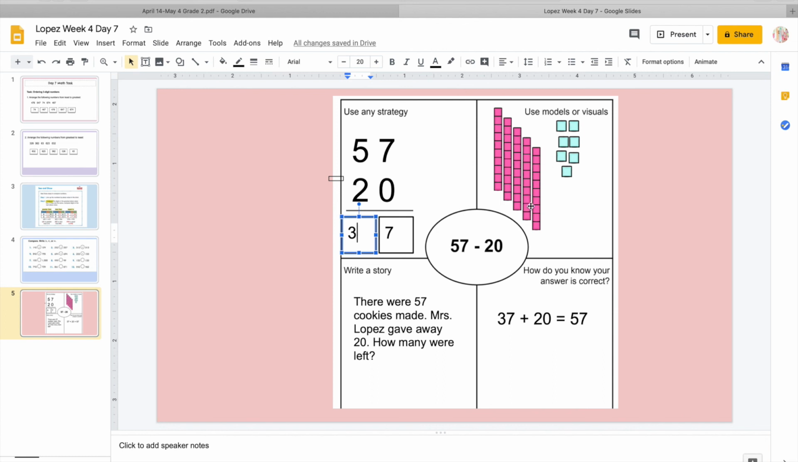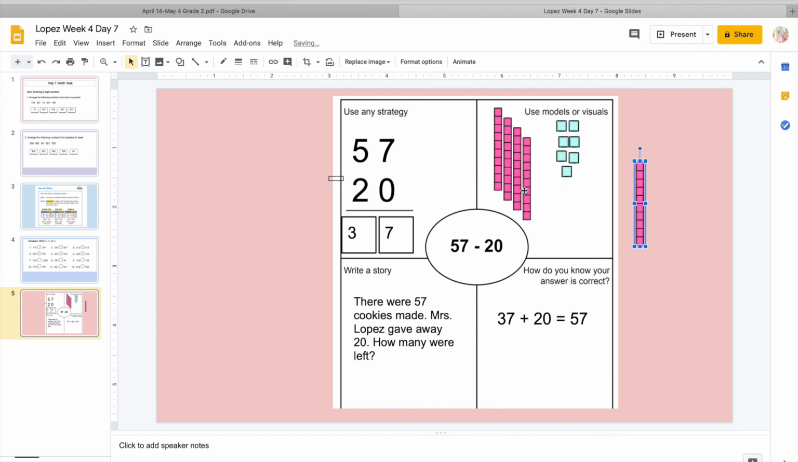Taking away 20, we're focusing on the tens column. We're just going to take 2 ten bars away because 10, 20, that is exactly 20, and we are left with 10, 20, 30, 31, 32, 33, 34, 35, 36, 37. So it matches our answer over here, so we know our work is correct.